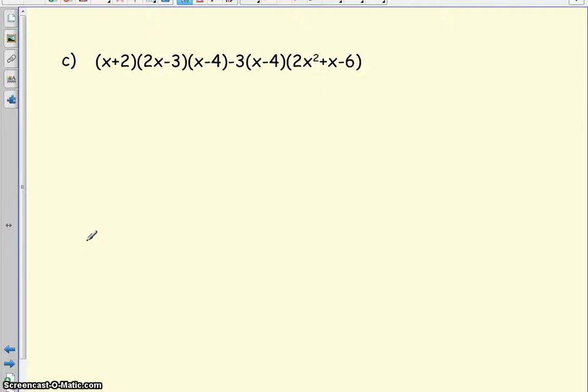Okay, welcome back. Let's take a look at this trickier example here. What we need to find out is a way to deal with the fact that we have three binomials multiplied by each other here. And we can't necessarily do it all at once. So what we're going to do is just do it piece by piece.